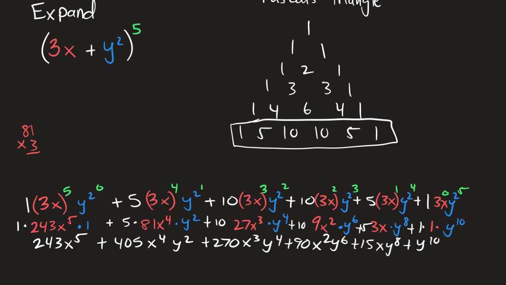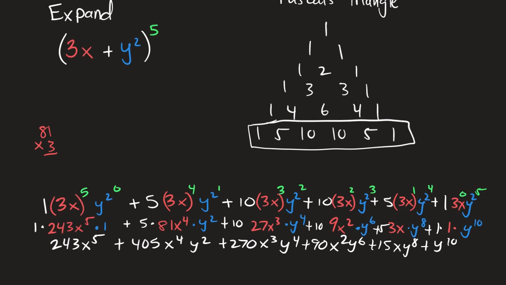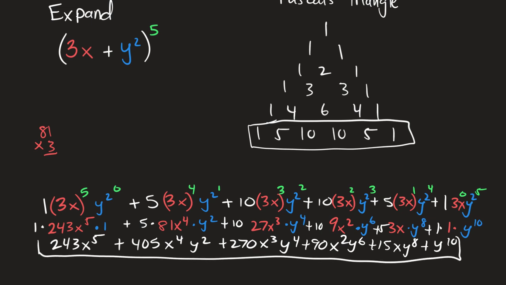And I think that's a little bit easier than using the binomial theorem. And so for powers of 5 or fewer, that's my call for creating those polynomials.